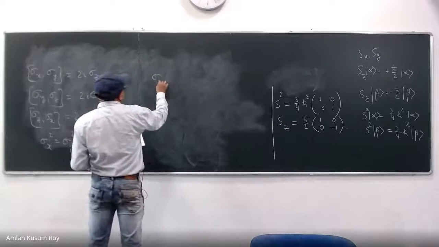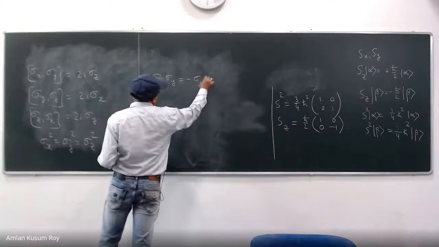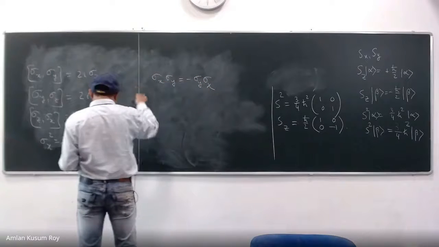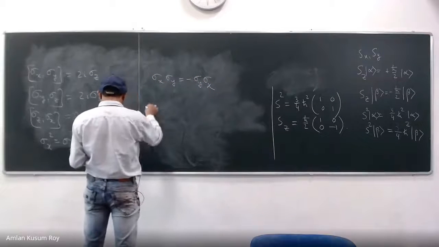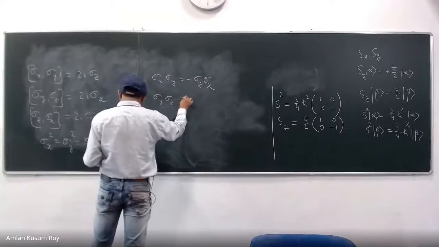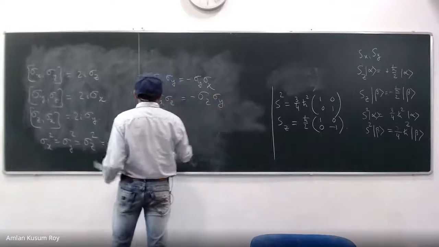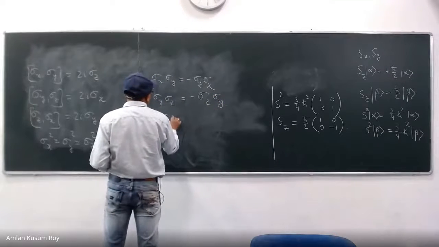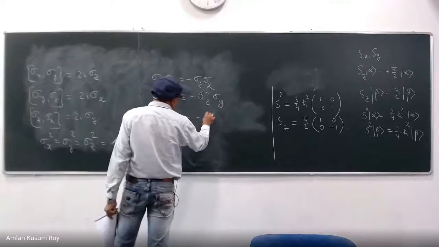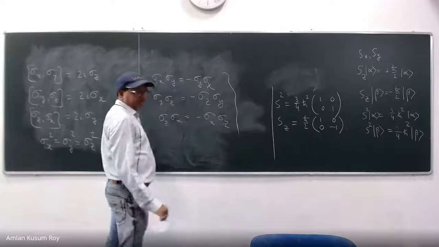So there are some interesting properties about these. You can prove that sigma x sigma y is equal to minus sigma y sigma x. So that means the anti-commutator is 0, okay? Sigma y sigma z is equal to minus sigma z sigma y, and sigma z sigma x is equal to minus sigma x sigma z. You can easily prove this, guys.